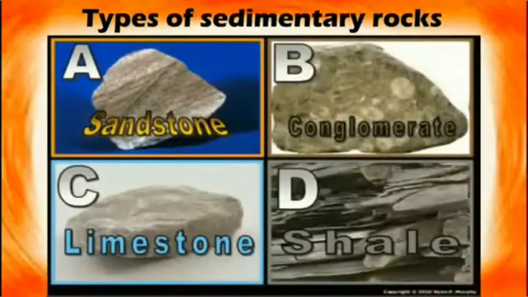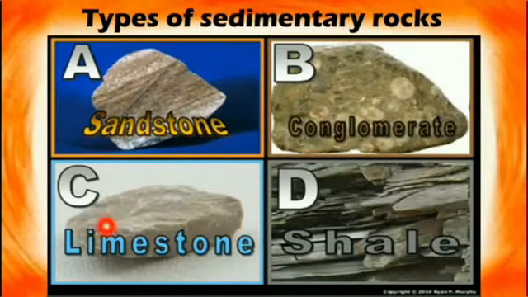Now we are going to study types of sedimentary rocks. First type is sandstone. Second type is conglomerate. Third type is limestone. And fourth one is shale.